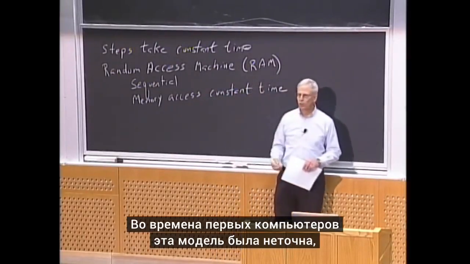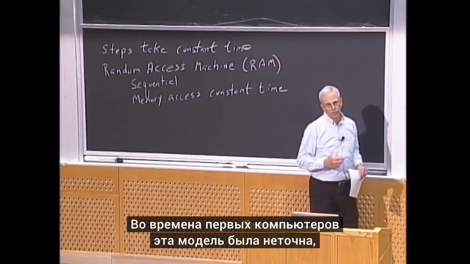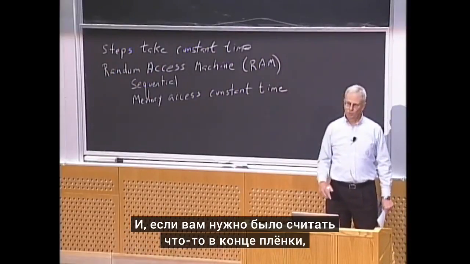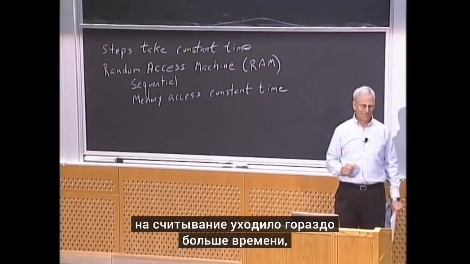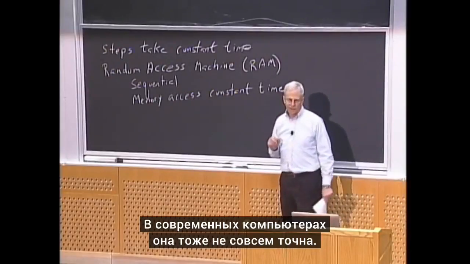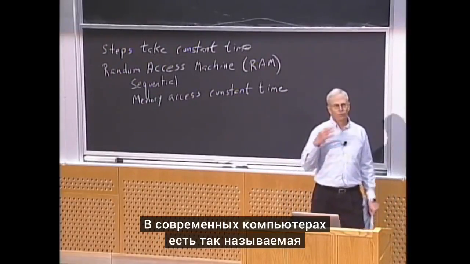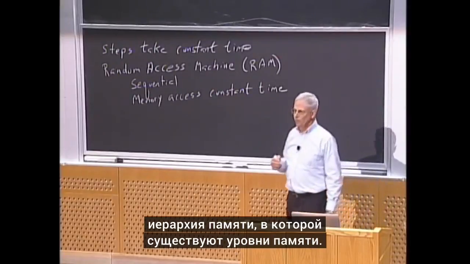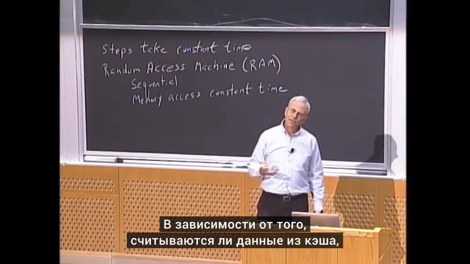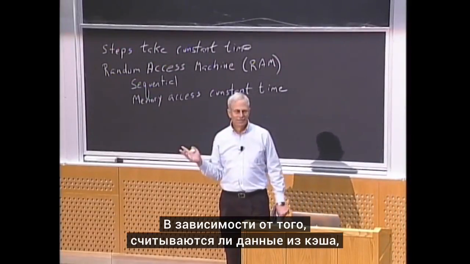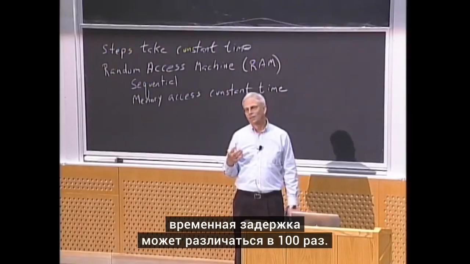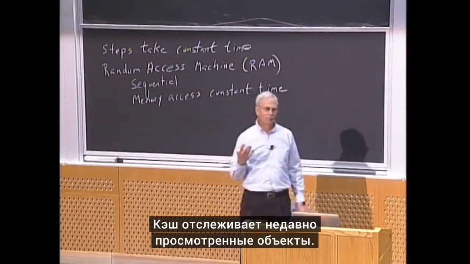In the early days of computers, this model was not accurate because memory was often, say, a tape. And if you wanted to read something at the end of the tape, it took a lot longer than to read something at the beginning of the tape. In modern computers, it's also not quite accurate. Modern computers have what's called a memory hierarchy, where you have levels of memory, the level 1 cache, the level 2 cache, the actual memory. And it can differ by, say, a factor of 100 how long it takes to access data, depending upon whether it's in the cache. The cache keeps track of recently accessed objects.